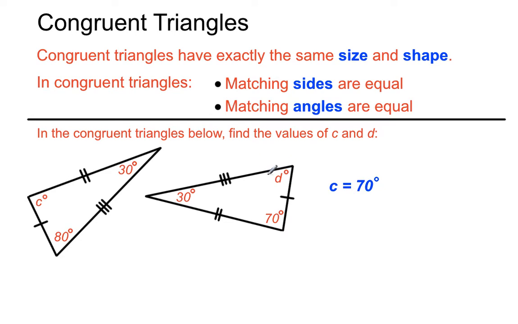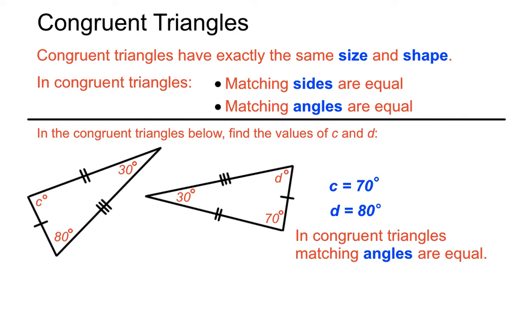D is the angle between the side that's got the one marking and the three marking here. So I wonder what angle size you can spot in the other triangle between the one marking side and the three marked side. We notice that that's 80 degrees. So once again, it's a matter of carefully finding the matching angles, and they should be equal because they've told us these triangles are congruent, where matching angles are supposed to be equal. So that's the rule we've been using there.